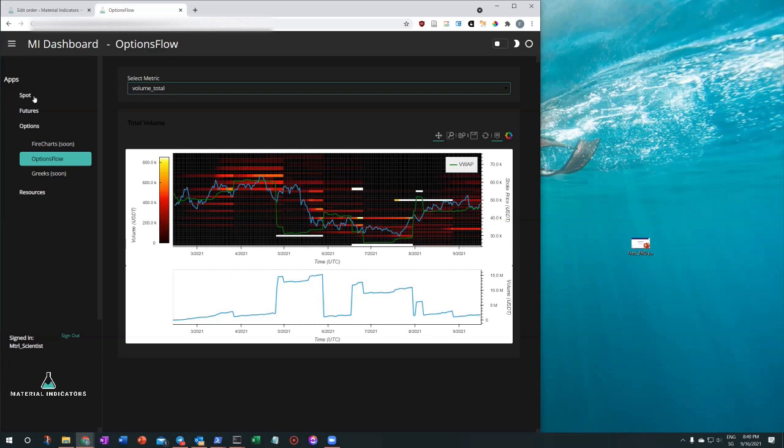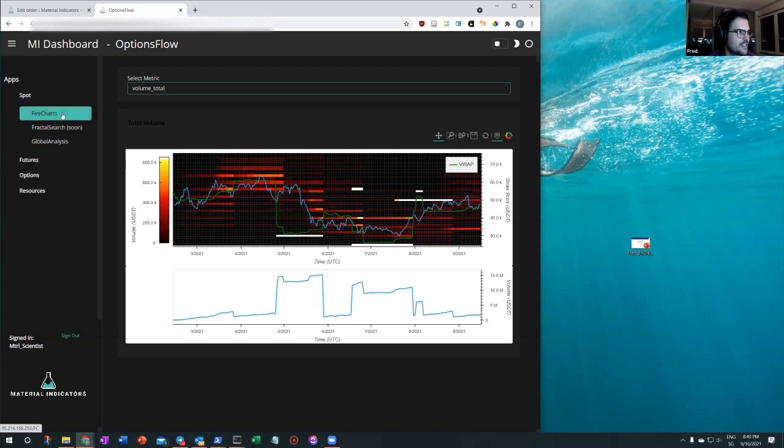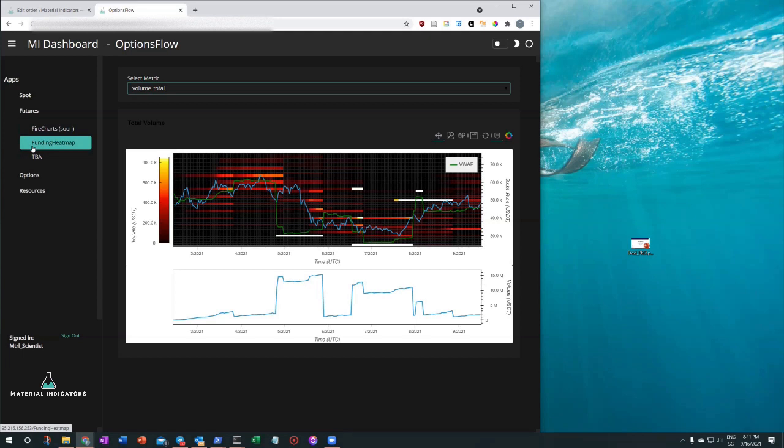It looks really nice. Before, we just had FireCharts, and now we have these three markets: spot, futures, and options. On the spot, we have FireCharts, as well as fractals and global analysis, which I will get to later on. For the futures, we have FireCharts for the futures market, and then the funding heat map to show you that the funding is really a market-wide phenomenon, not just tied to a single coin.